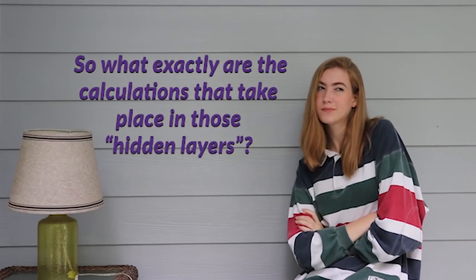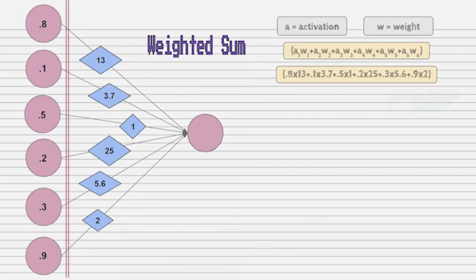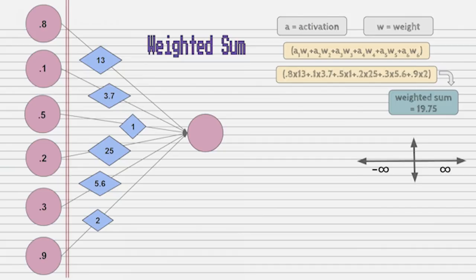So what exactly are the calculations that take place in those hidden layers? To begin, we'll assign a weight to each one of the connections made between the nodes from the first layer and a single node from the second layer. These weights begin as random numbers. Next, all activations from the first layer are used to compute a weighted sum based on the assigned weights from each connection.